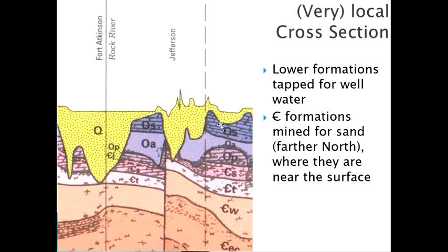Mostly what we use these maps for around here is to tell a water well driller how far down you have to drill to get to some of these units like the CS, the OP, the CT, to get to a source where you can have a water well.